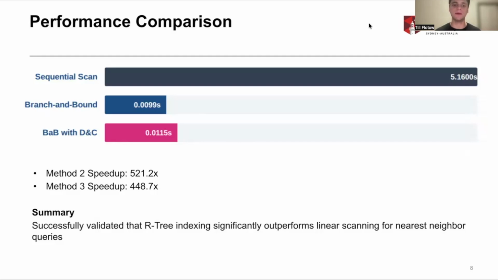For method 3, our branch and bound with divide and conquer, the execution time was only 0.01 seconds. This results in a speedup ratio of roughly 449. An interesting observation here is that method 2 is slightly faster. One reason for that could be the computational overhead introduced by the divide and conquer approach. For a dataset of this size, the overhead might be slightly larger. However, the most important takeaway is that both R tree methods perform exceptionally well, easily beating the sequential scan.